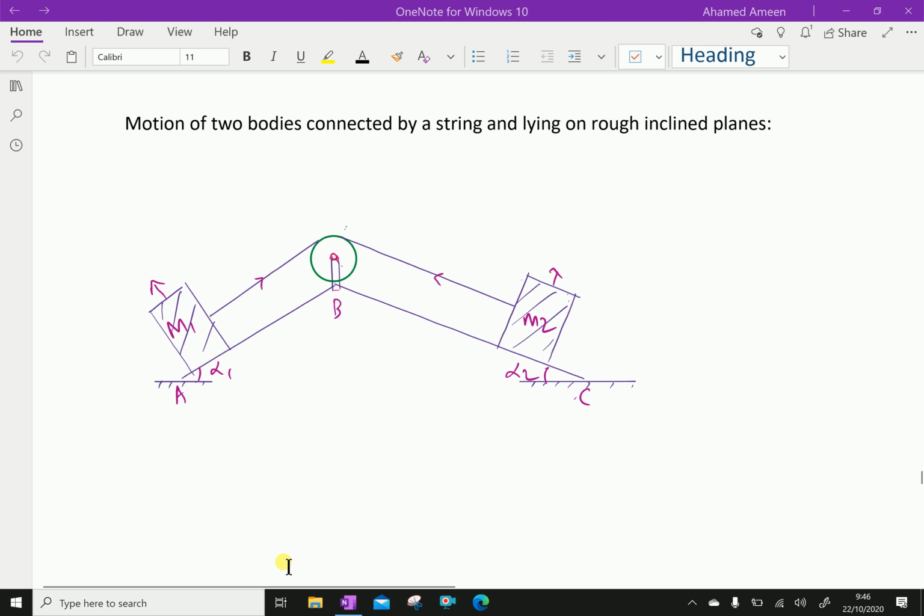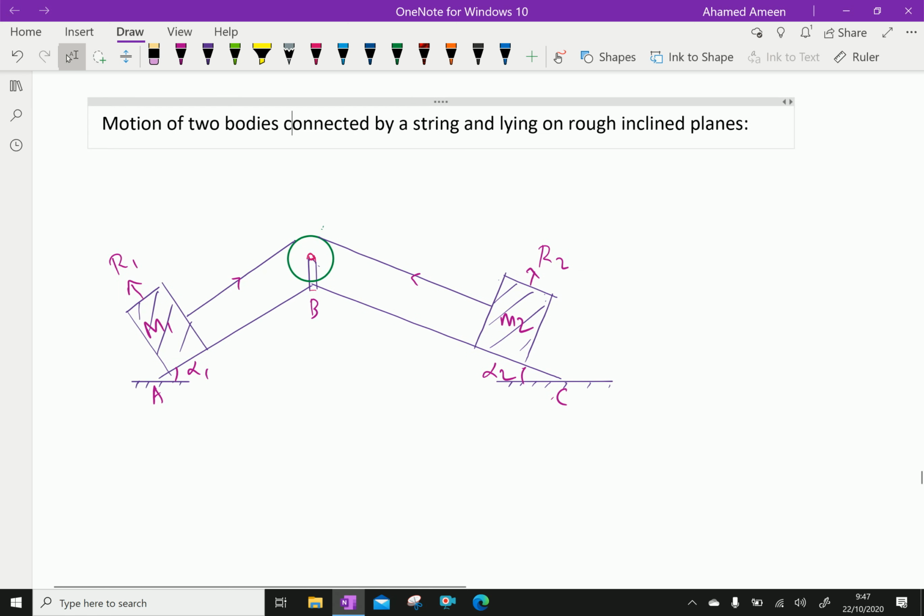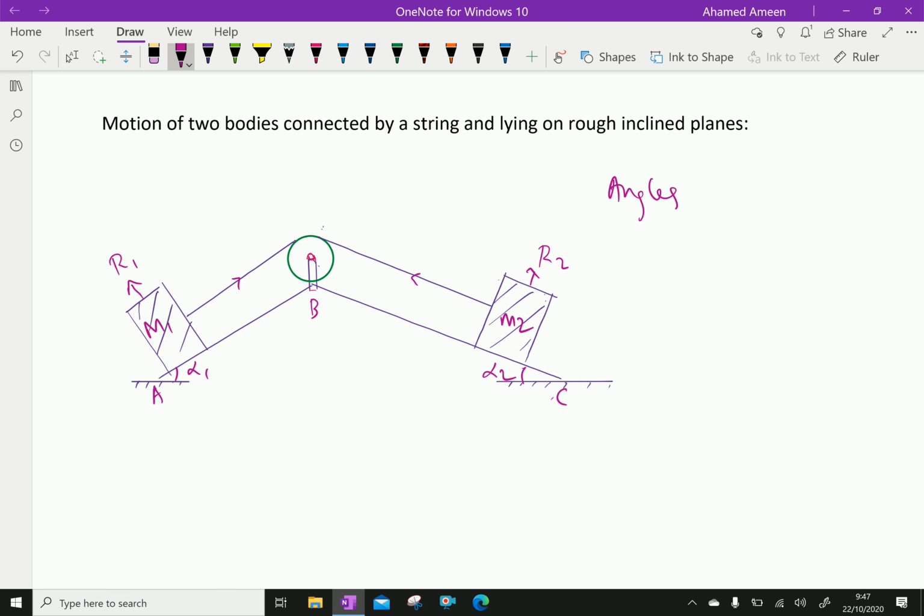Here this is the normal reaction R1. Here the normal reaction is R2. In this case, the friction between the bodies of masses M1 and M2 and the surfaces AB and BC will be considered. Now let the angles of inclination be alpha 1 and alpha 2.